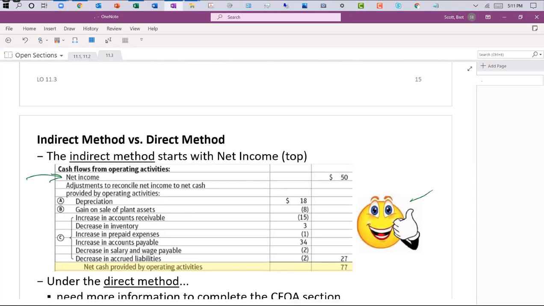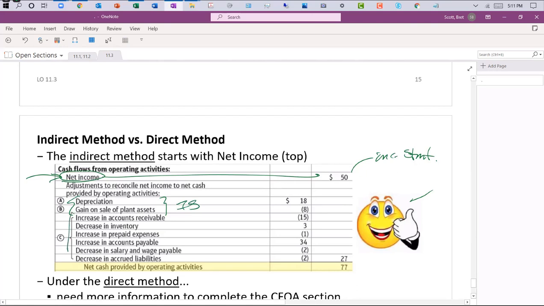Why do we see the indirect method? Well, because investors can tie back net income to the income statement. They like to see that these statements agree. They tick and tie between the financial statements. If I see net income on here, it better tie to the net income I see on the income statement. I can also see on the income statement any type of depreciation or gains and losses. So I can tie that back.